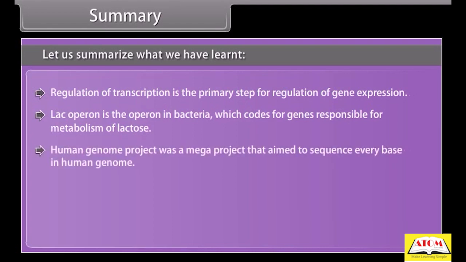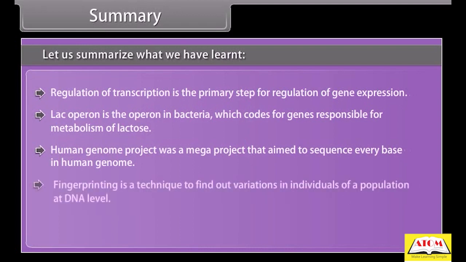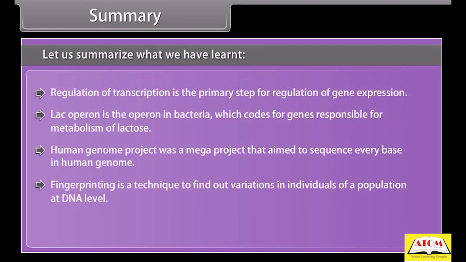Human Genome Project was a mega project that aimed to sequence every base in human genome. Fingerprinting is a technique to find out variations in individuals of a population at DNA level. It works on the principle of polymorphism in DNA sequences.